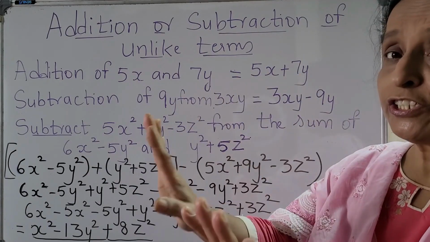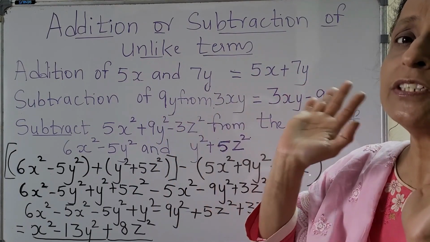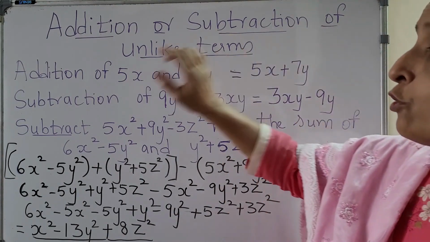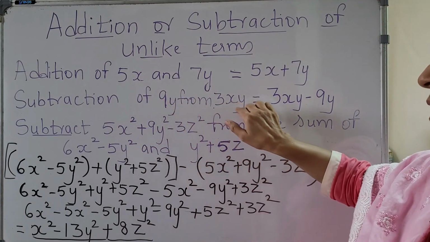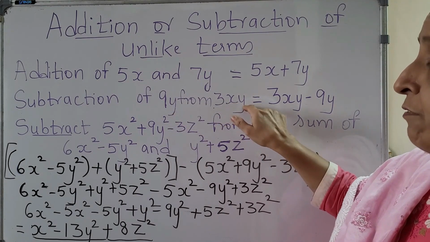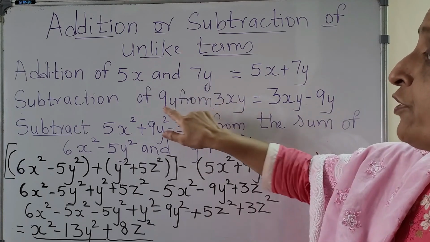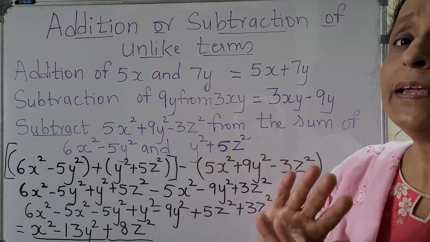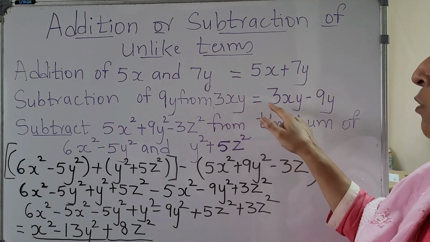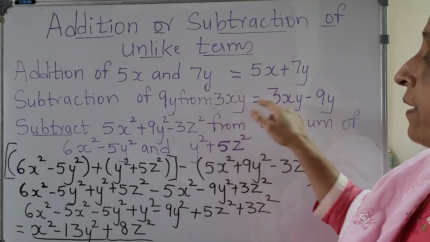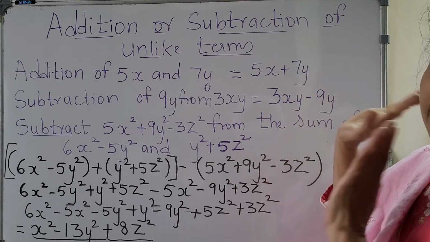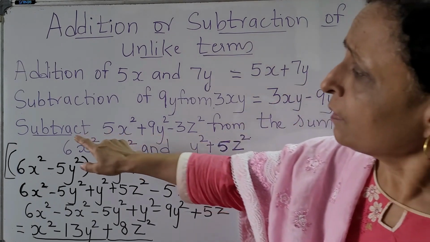If addition is asked, you put a plus sign. If subtraction is asked, then you put a minus sign. Write as it is. So now, subtraction of 9y from 3xy. Again, this term is different. Y is different, xy is different. The numerical coefficients are 9 and 3. They cannot be subtracted. They have to be written as it is. 3xy, and 9y has to be subtracted from it. So you write it minus 9y. They have to be written as it is.